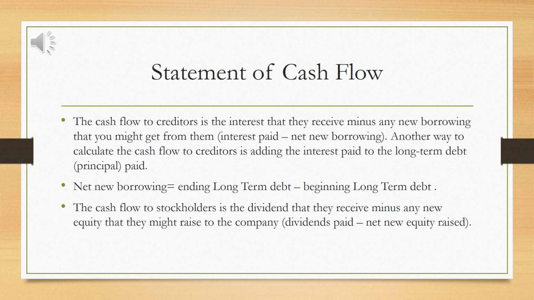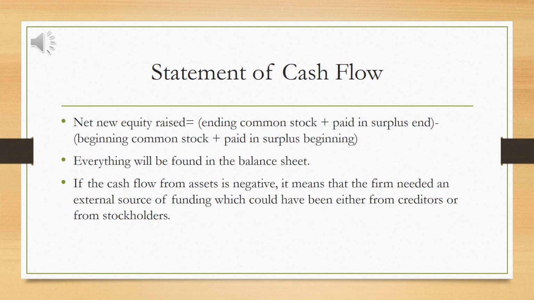The cash flow that goes to the stockholders is the dividend that they receive minus any new equity that they might raise to the company. So dividends paid minus net new equity raised. And the net new equity raised would be the difference between the ending common stock plus the paid-in surplus end minus beginning common stock plus paid-in surplus beginning. Everything will be found in the balance sheet.